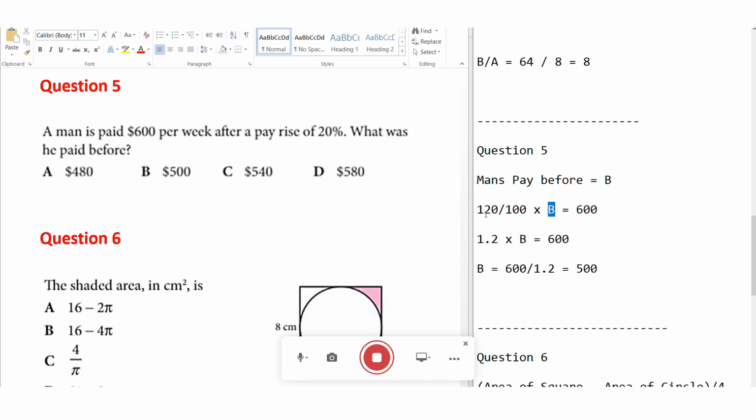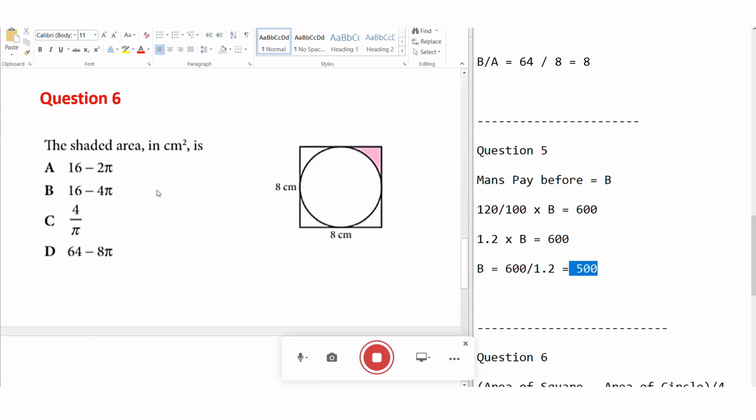So if we simplify this and use our transposing skills, 120 divided by 100 is 1.2, multiplied by B is equal to 600. Remember, we're trying to solve for B. And the 1.2 is a multiply, so when you throw across the multiply, you will get a divide. So 600 divided by 1.2 will give us 500. So the answer for this one is B. The original pay was $500. That's before the raise.